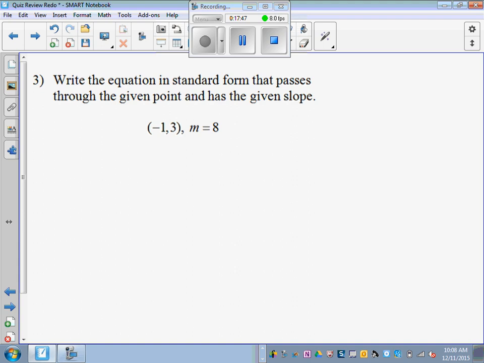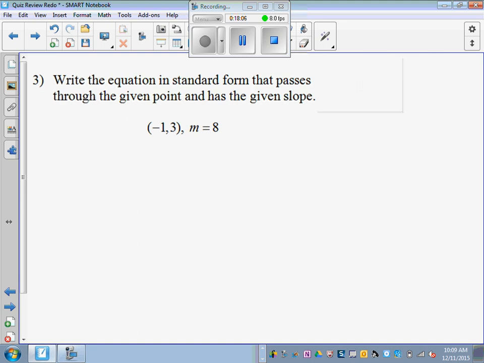Okay, so with these next problems that we're going to do, notice they did not give us an equation. The first ones, they gave us an equation, so all we had to do was rewrite it. But here they didn't give us equations, so what do we have to use, Trey? Slope-intercept form. And what is slope-intercept form?